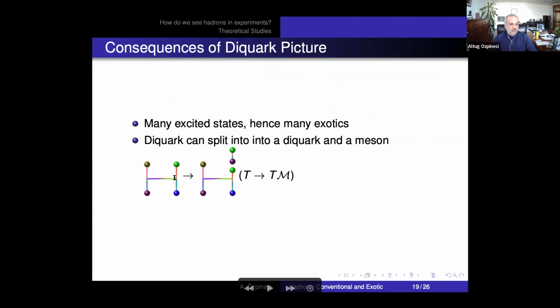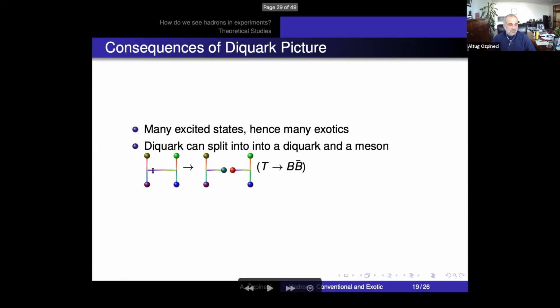If you stretch the flux tube in this diquark, it can stretch on its own if its energy is large enough, or you can just hit it with, I don't know, an electron and push this green quark. In that case, this colored flux tube will also stretch. But if this flux tube breaks down, you end up having a meson, a tetraquark and a meson. So if this tetraquark picture is correct, you should have decays where a tetraquark decays into a tetraquark and a meson. Or you can have this intermediate flux tube stretching. It can create a quark-antiquark pair.